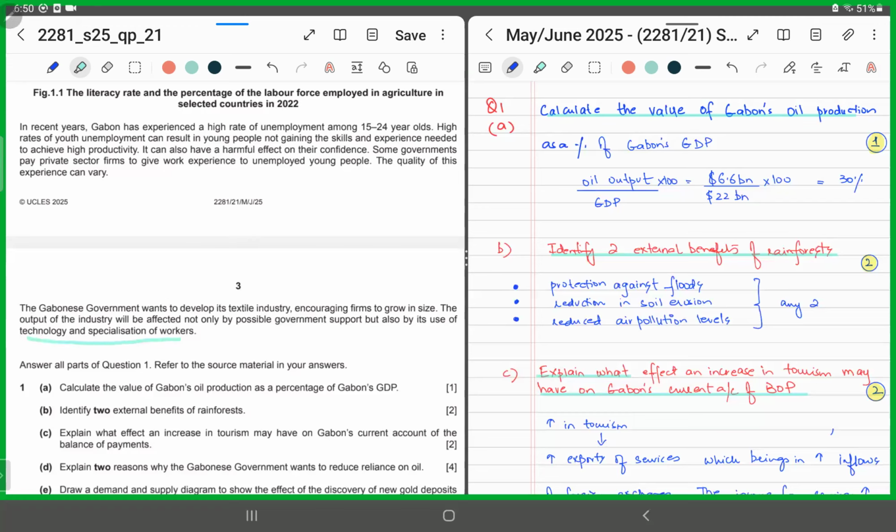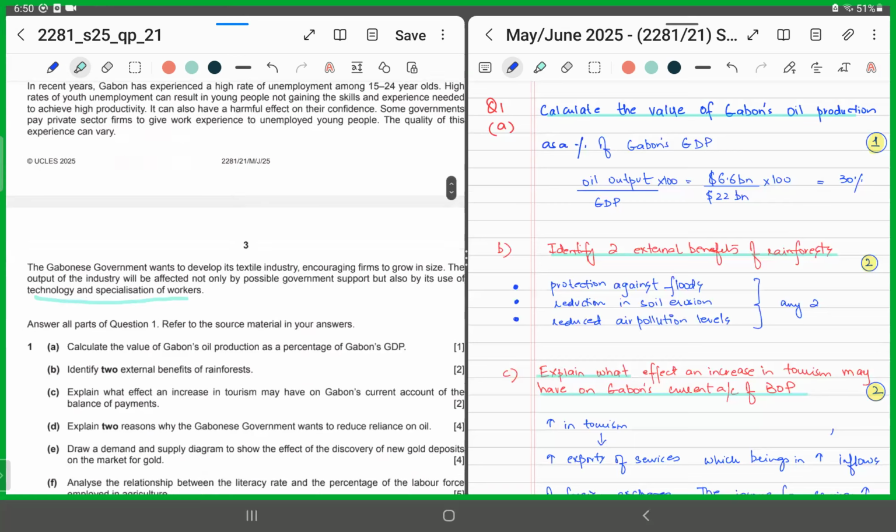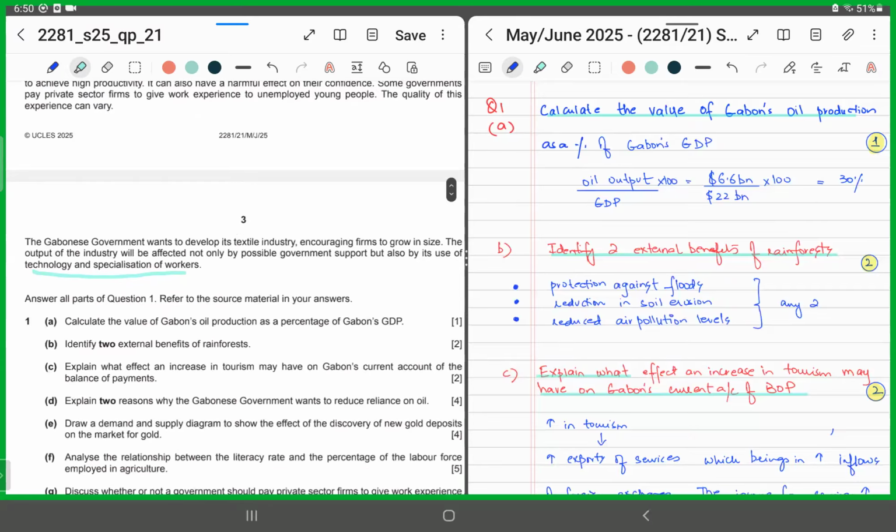All right, I hope the case study is clear. Let's quickly move into what the questions has brought for us today. We'll refer to the source material in all our answers. That's what the instruction says. All right, the first part says calculate the value of Gabon's oil production as a percentage of Gabon's GDP. It's a 1-mark question. It's asking us to calculate how much is oil production a percentage of its GDP.